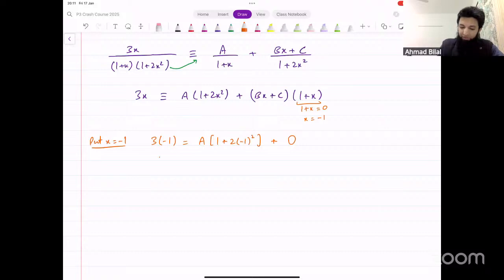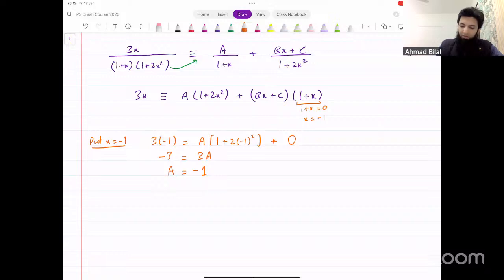That whole thing will become 0. And now we can simplify this. This gives us minus 3 equal to 1 plus 2, which is 3, times A. And the value of A is equal to minus 1. So we found the value of A from this.